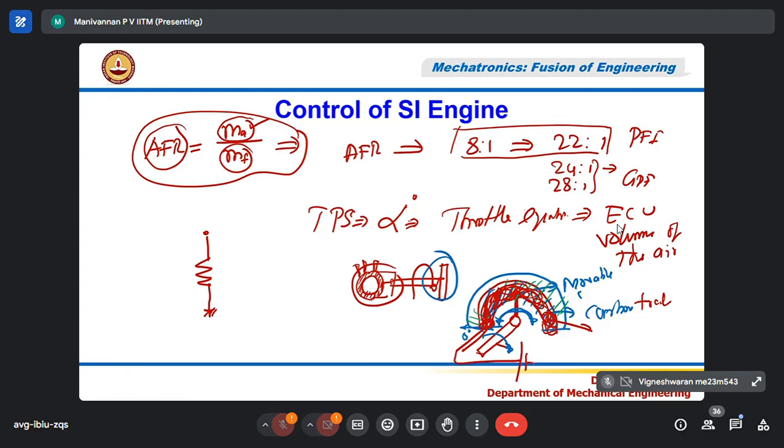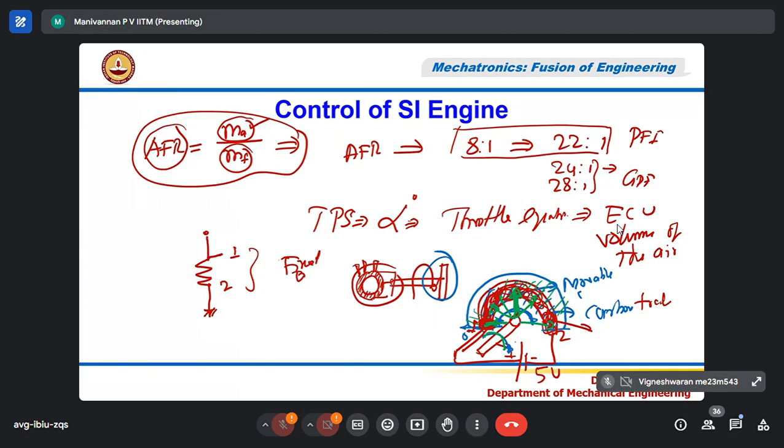Across this, I supply, say, 5 volts. These two are called fixed ends. This is number 1, this is number 2. Across this, I give 5 volts or 12 volts; for understanding, I say 5 volts. Now this is the movable contact, in green color. This is attached to the stem. When the stem rotates, this will move from this position to any position.